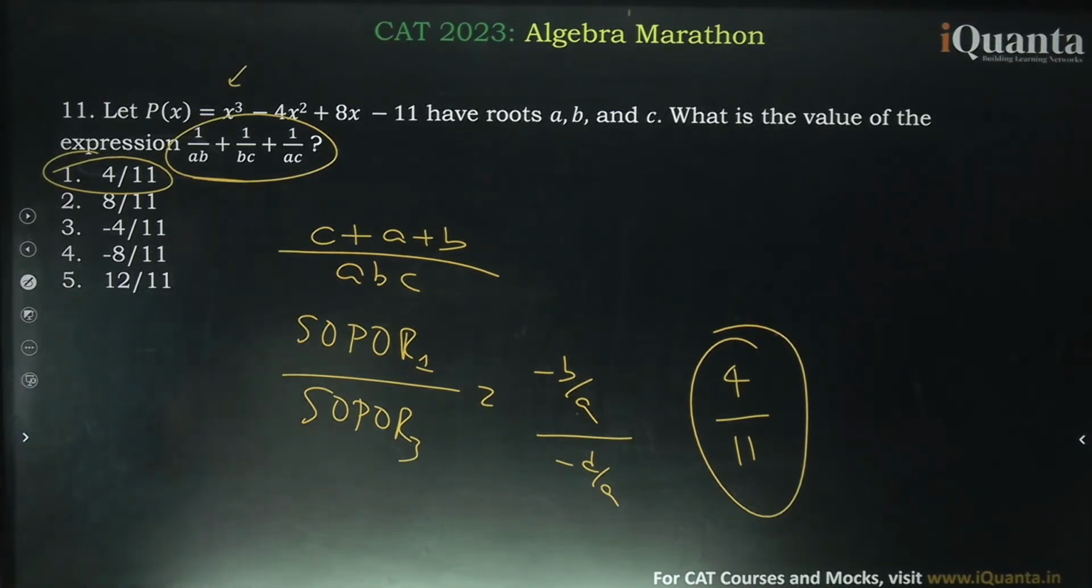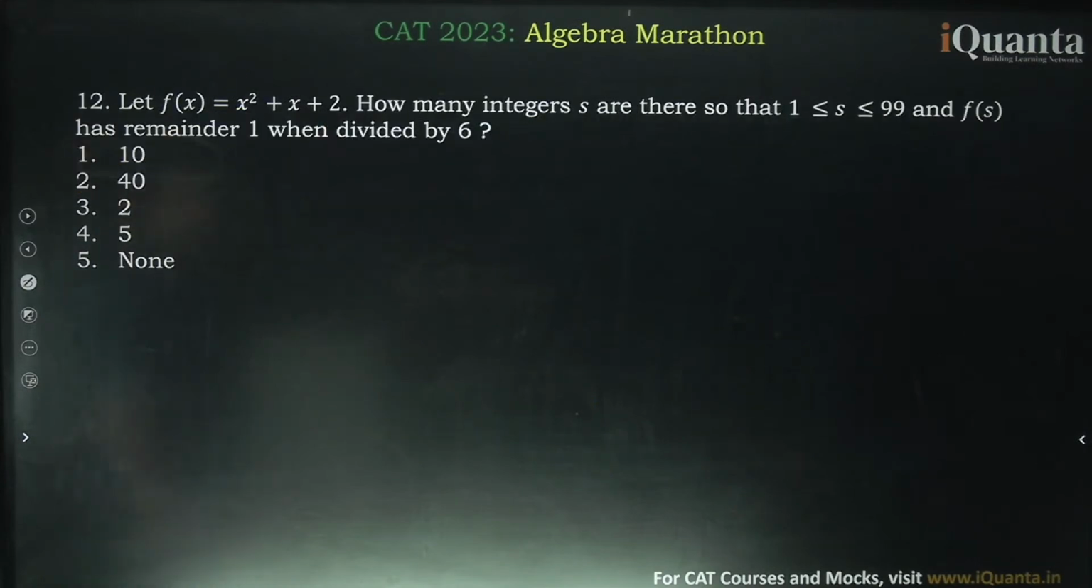Coming to the next one. f(x) is equal to x square plus x plus 2. How many integers s are there from 1 to 99 including both, so that f(s) has remainder 1 when divided by 6.